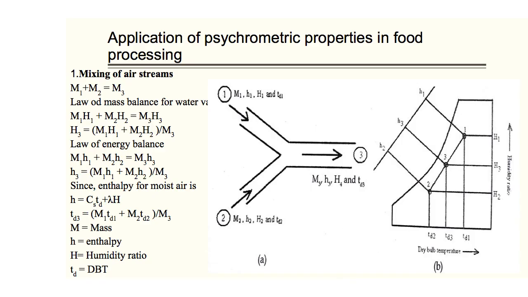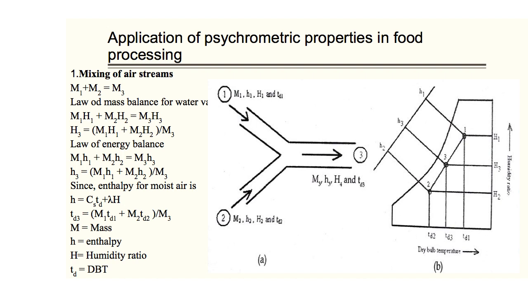So in our next slide we have application of psychrometric properties in food processing. First application is mixing of air streams. For example, take the example of multi-effect evaporators, where the water vapor produced from the first effect goes to the second effect, as well as some amount of fresh steam is also injected into the second stage. So mixing of air is taking place.